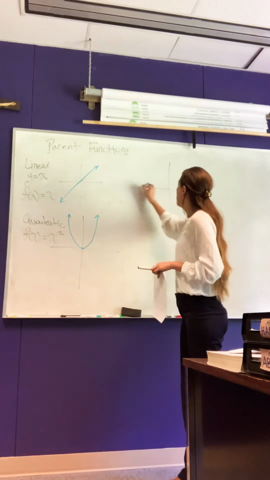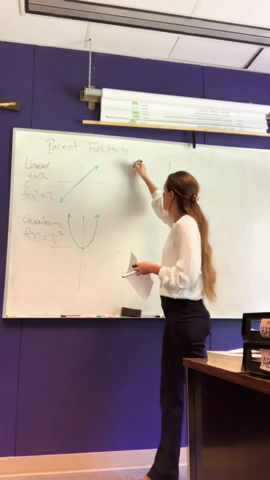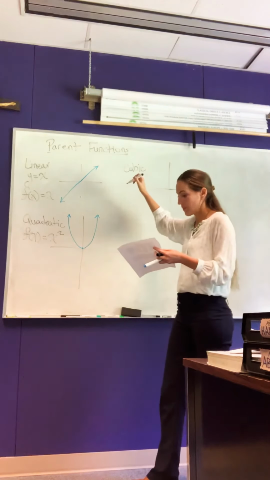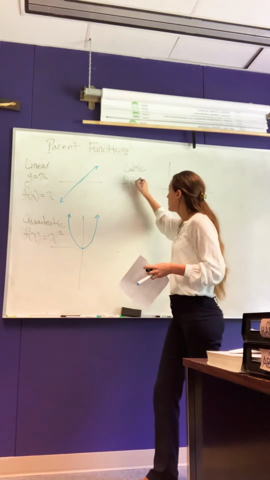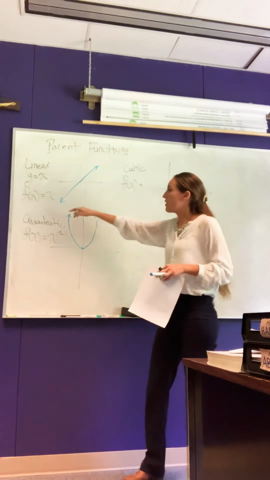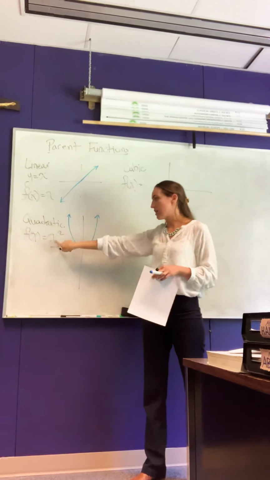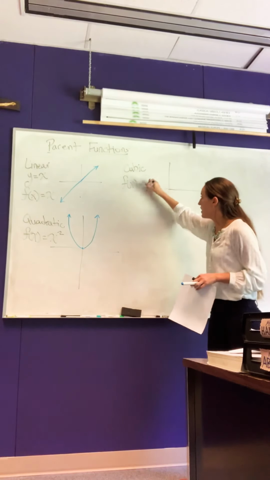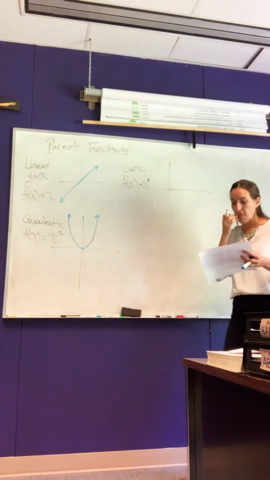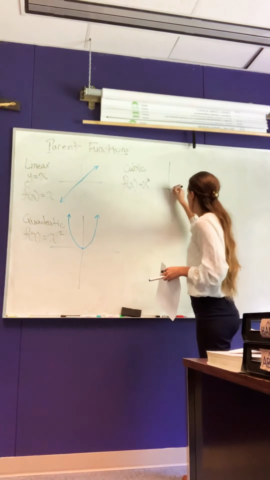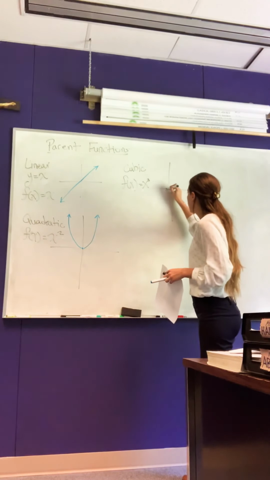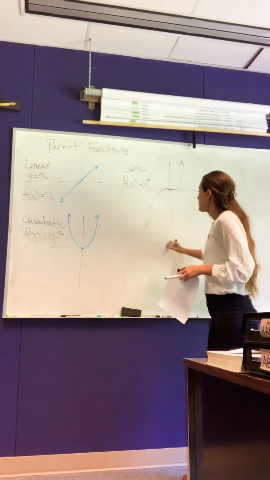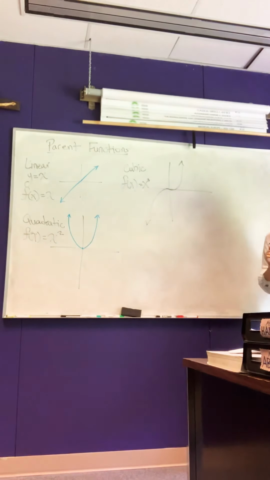Okay, here's another one, cubic. Cubic, C-U-B-I-C. We notice a pattern with our x's. This is x to the 1, this is x to the 2. What do you think this one's going to be? X to the 3. Okay. Kind of looks like that. It's kind of like an S, sideways S, and it goes through 0, 0.